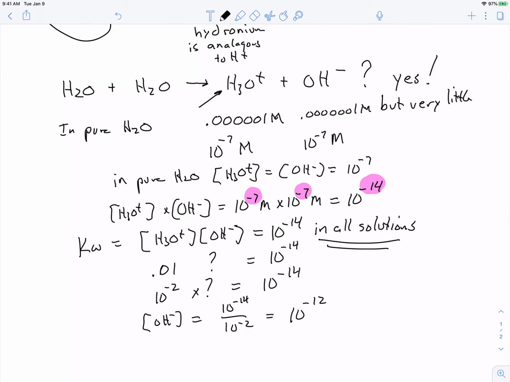So it is important to be able to go back and forth between the hydronium concentration and the hydroxide concentration.